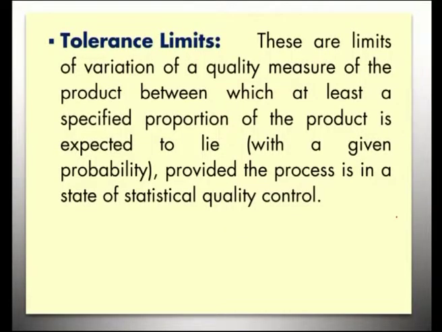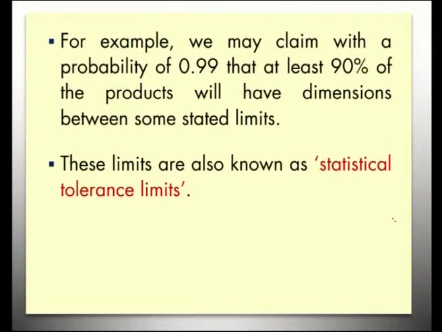Next is tolerance limits. These are limits of variations of a quality measure of the product between which at least a specified proportion of the product is expected to lie. That is, so much tolerance is allowed; that kind of statement is given by the tolerance limits with a given probability, provided the process is in a state of statistical quality control. For example, we may claim with a probability of 0.99 that at least 90% of the products will have dimensions between some stated limits. So, these limits are also known as statistical tolerance limits.